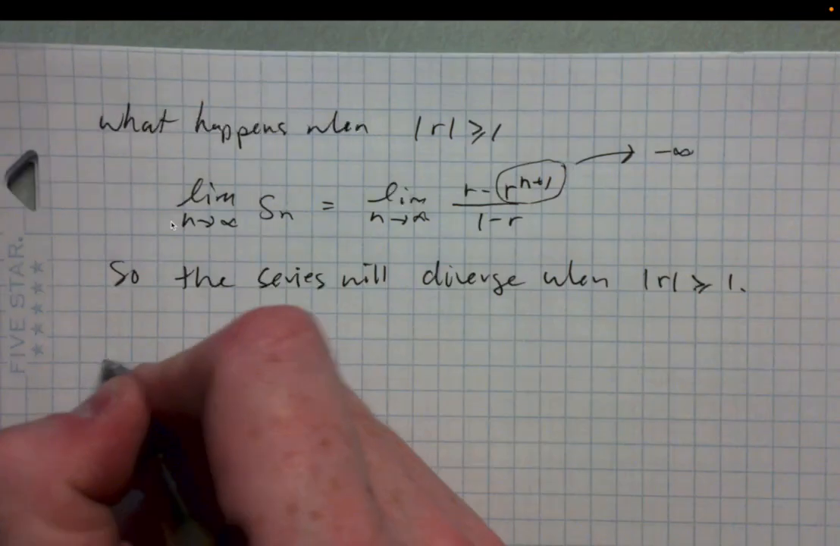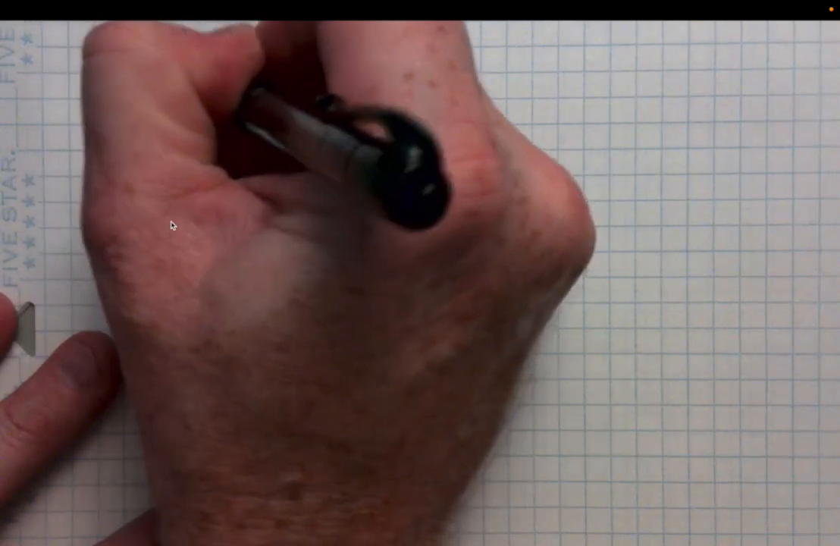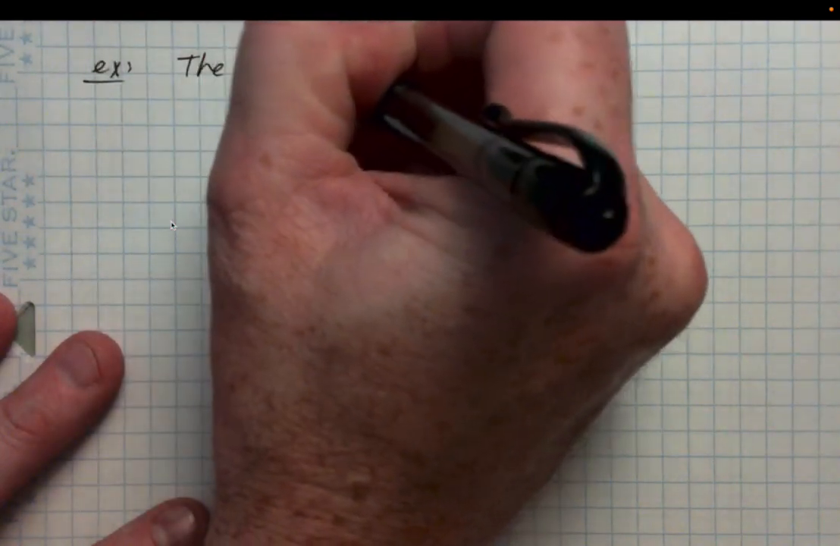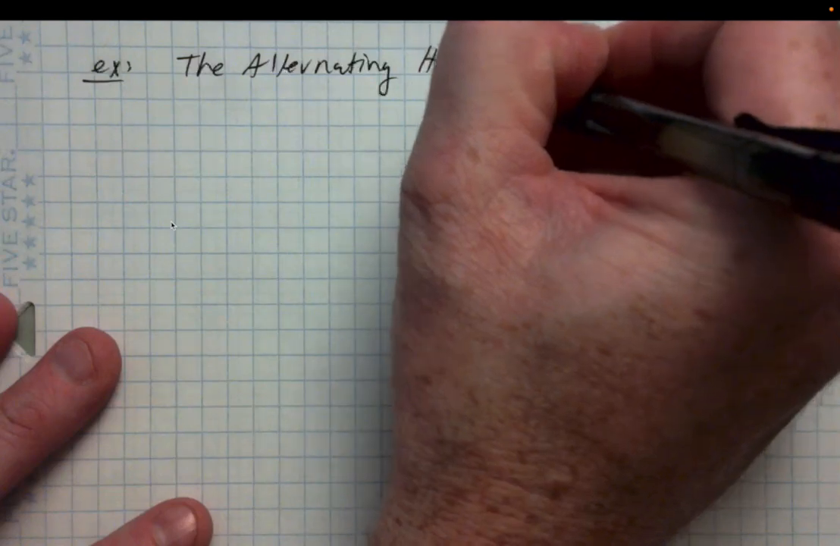Okay, another example. There are different ways to show that these things converge or that they diverge, so we're just touching on a couple of different ways. Towards the end of the lecture, we'll get to a very specific criterion for this. But how about we talk about what's called the alternating harmonic series.